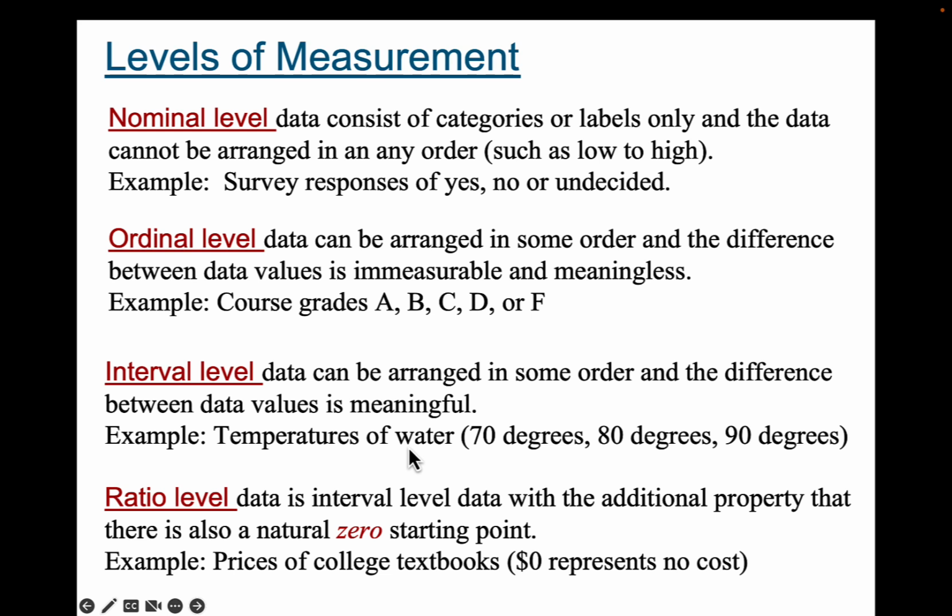Let me elaborate a little bit. Why aren't these temperatures of water? Why don't those make it to ratio level? These are at interval level, but they don't make it to ratio level because if I told you that the water is 0 degrees, that is a temperature of water. It doesn't mean that there is no temperature. It's a quite cold temperature, actually. So this degrees of water does not make it to ratio level because 0 degrees does not represent no temperature to the water. And it's not like all water starts at 0 degrees. So maybe that will help you differentiate between those when you get to those questions on the homework.